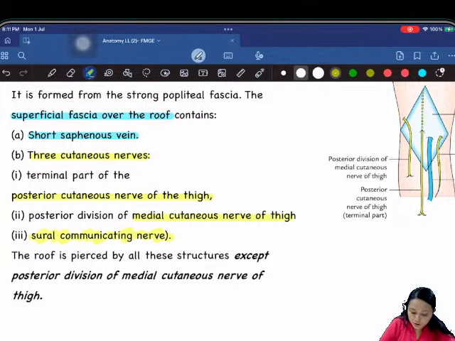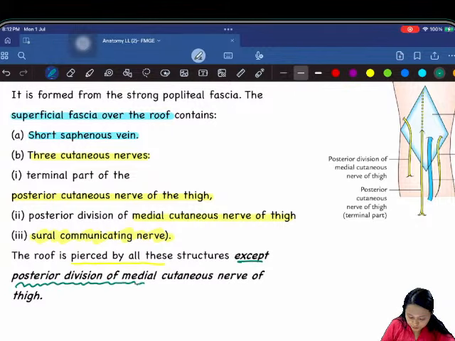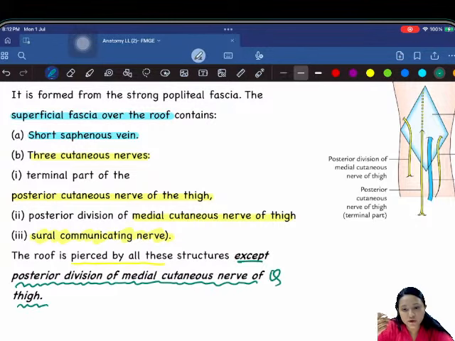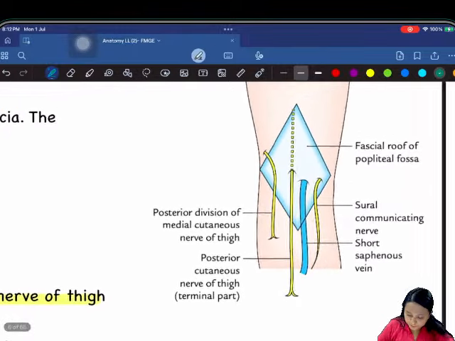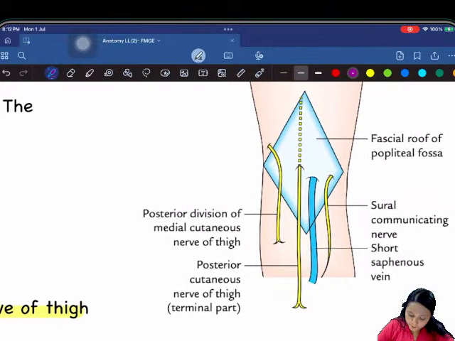Now the important thing: whenever there is an exception to anything, there is a chance that you might get an MCQ on it. All the structures pierce the roof, except the posterior division of the medial cutaneous nerve of thigh. This medial cutaneous nerve of thigh is coming from the thigh, because yesterday we already studied the cutaneous divisions of the anterior part and the posterior part of the thigh. You can see in this area, this is the popliteal fossa. This is a diamond shaped popliteal fossa, as discussed.